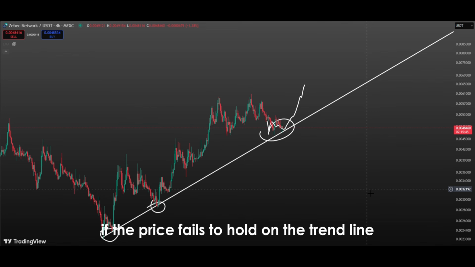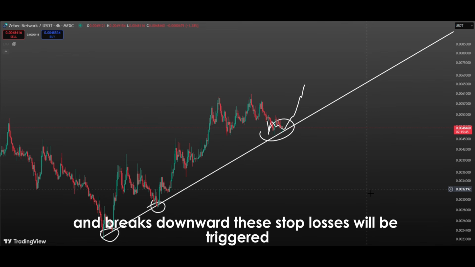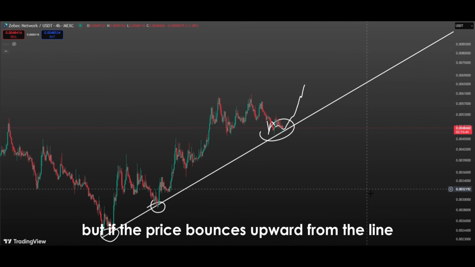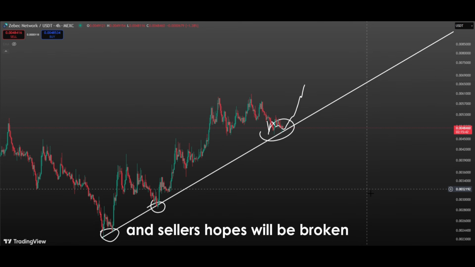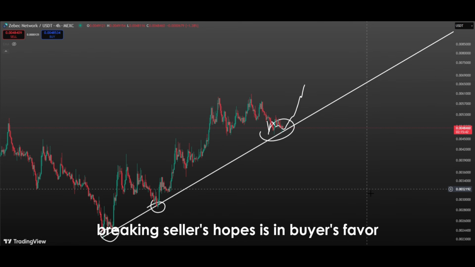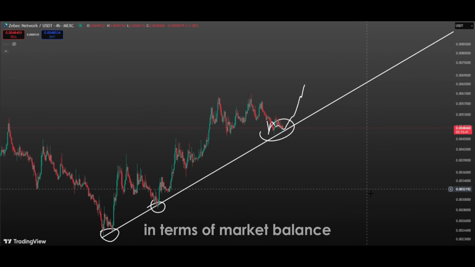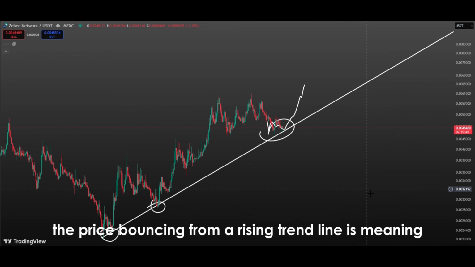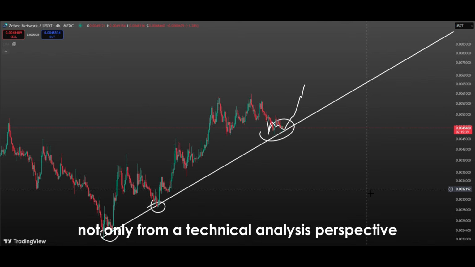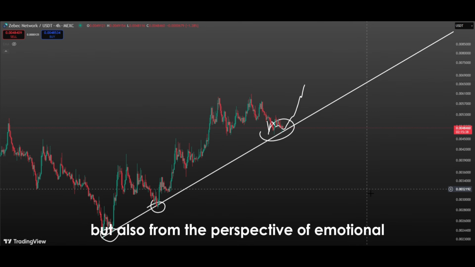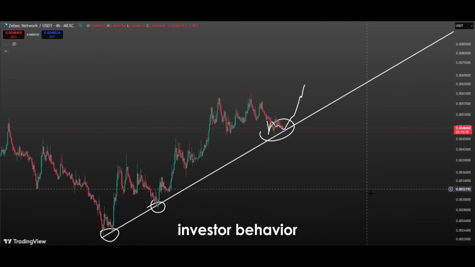If the price fails to hold on the trend line and breaks downward, these stop losses will be triggered, increasing selling pressure. But if the price bounces upward from the line, these stop areas won't be activated and sellers' hopes will be broken. Breaking sellers' hopes is in buyers' favor in terms of market balance, making the uptrend easier to continue. The price bouncing from a rising trend line is meaningful not only from a technical analysis perspective, but also from the perspective of emotional investor behavior.